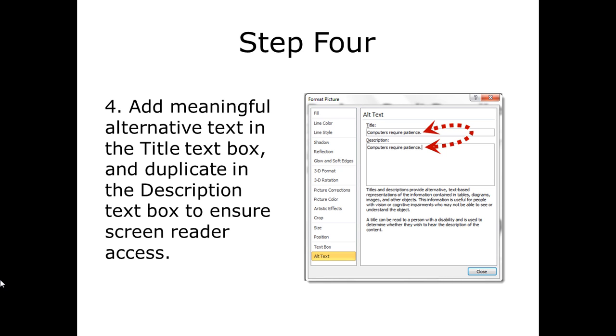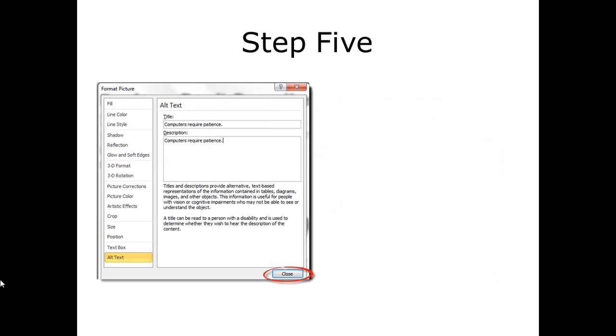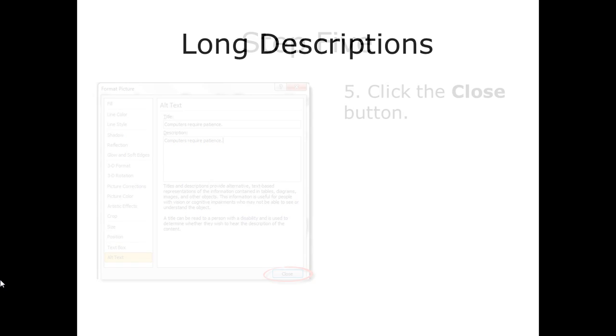And also, if down the line we may choose to convert this to another format, often alternative text will stay with the image if it's in the description text box and not so if it's in the title text box. Step 5. Click the Close button and you've successfully added alternative text to your image in PowerPoint 2010.